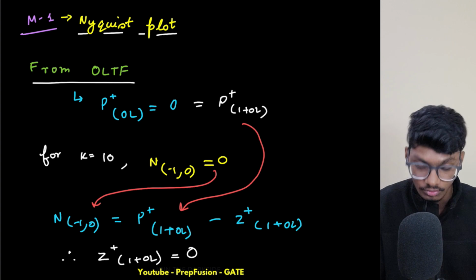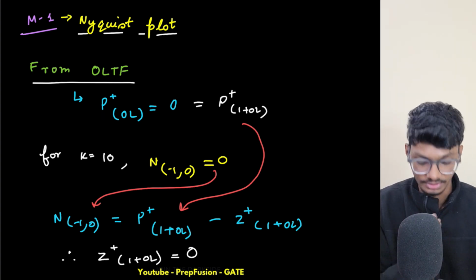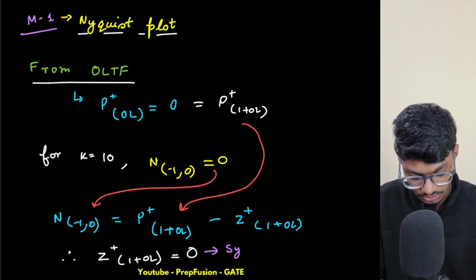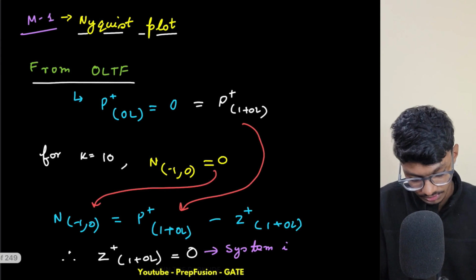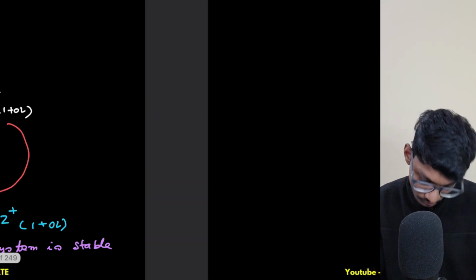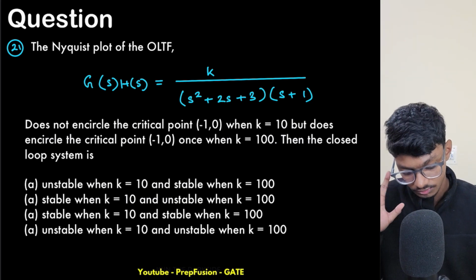Hence I don't have any closed loop poles on the right hand side of my S plane. So this system is stable. Closed loop poles are on the left hand side, so the system is stable. Now what about when K is 100?